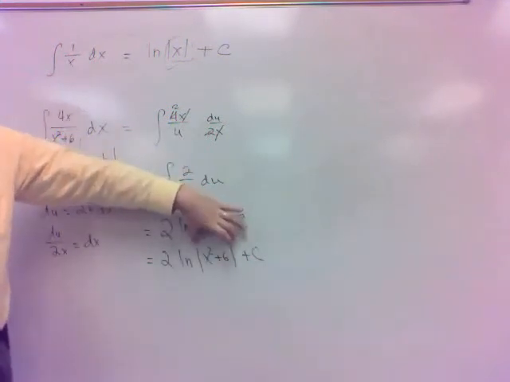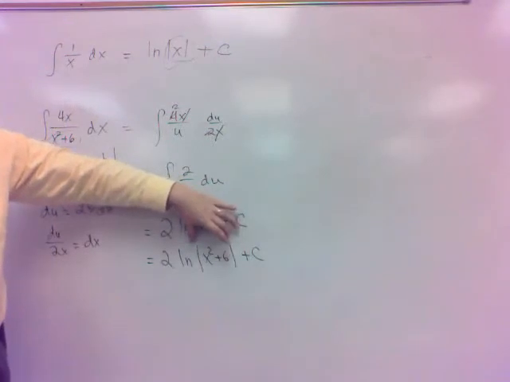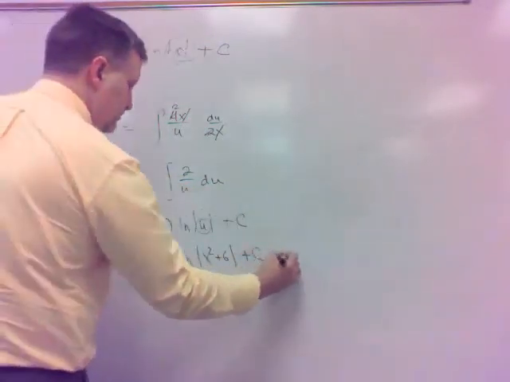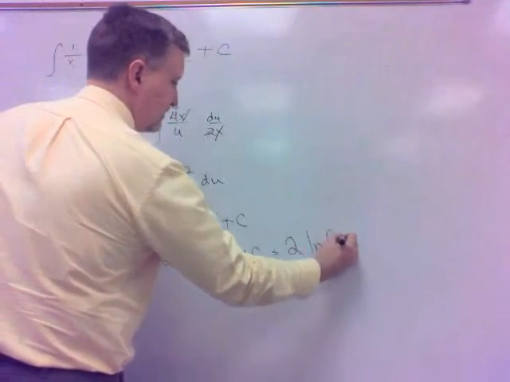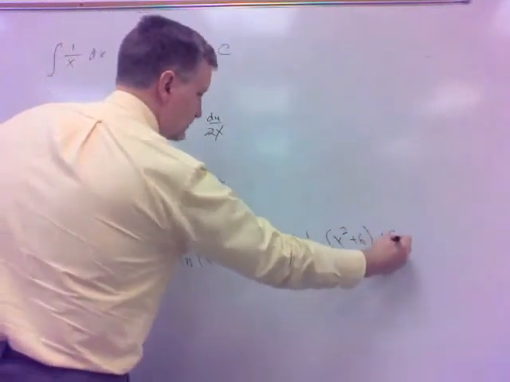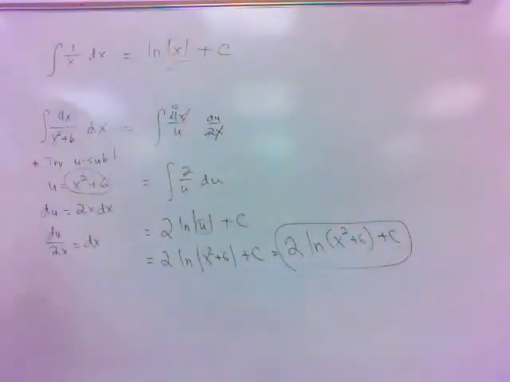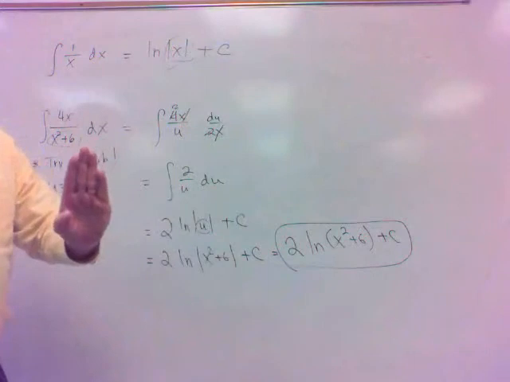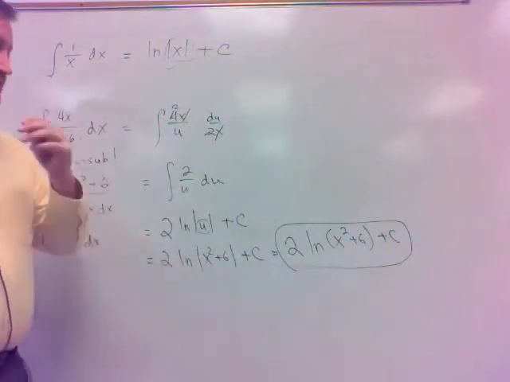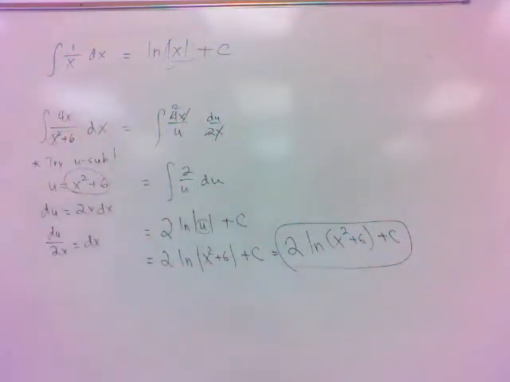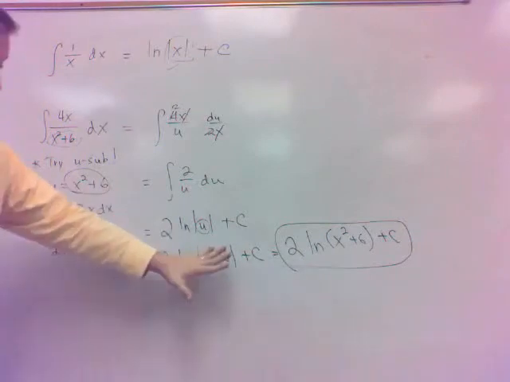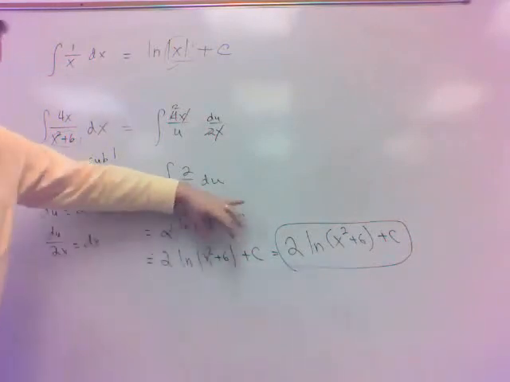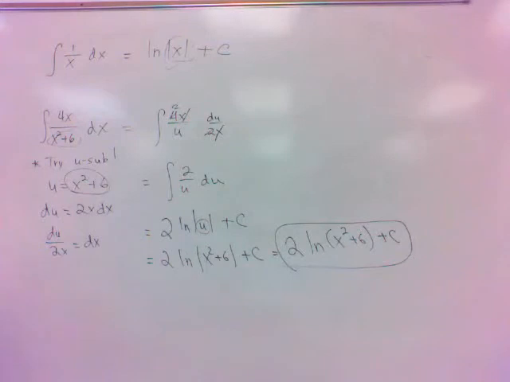So, is it wrong to have them in there? No. Is it better not to have them in there? Yes, in this case. So the ultimate final answer, I would say, is just 2 ln of x squared plus 6. The absolute values are not necessary there. Okay? With me? Now, if that had been x squared minus 6, leave them in there, right? But x squared plus 6, or x squared plus a number, is always going to be positive. Or if it was x cubed plus 6, leave them in there. But if this is always going to be positive, then the absolute values aren't necessary. Okay. Any questions on that?